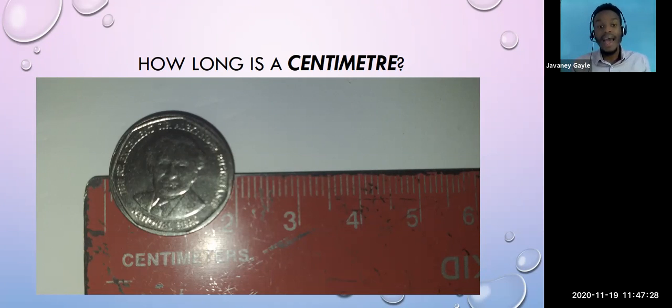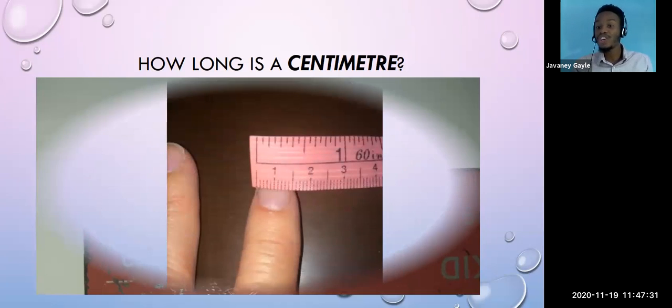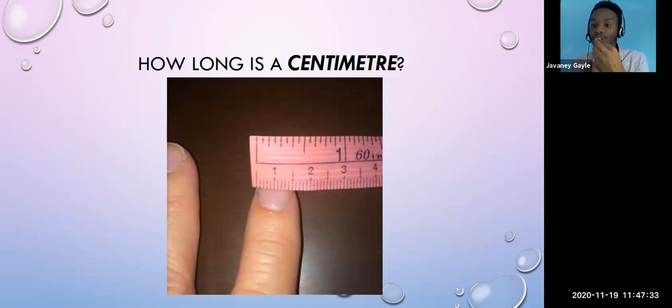And if you want to be more specific, you see a fingernail. If you're looking at my camera now, you see a fingernail right here. If you stretch it across, it is 1 centimeter. Just your fingernail. Just as you see the hand is there, your fingernail is 1 centimeter long.